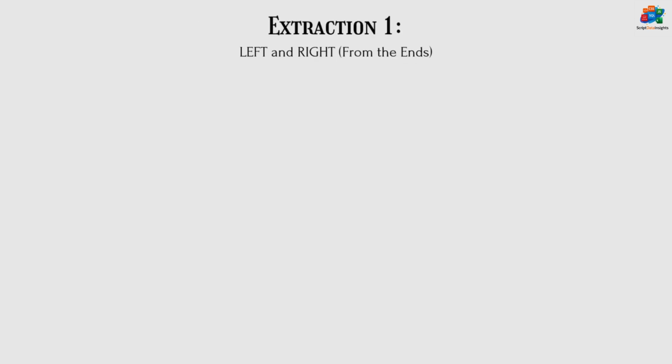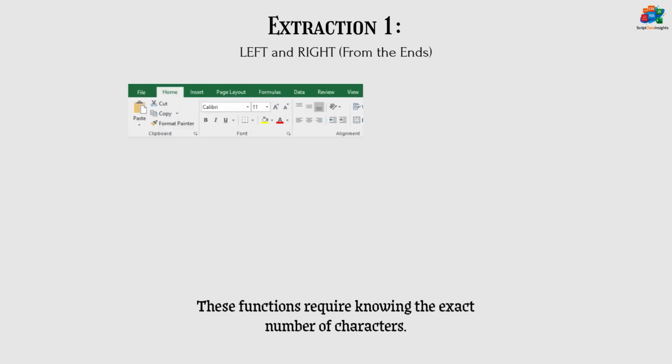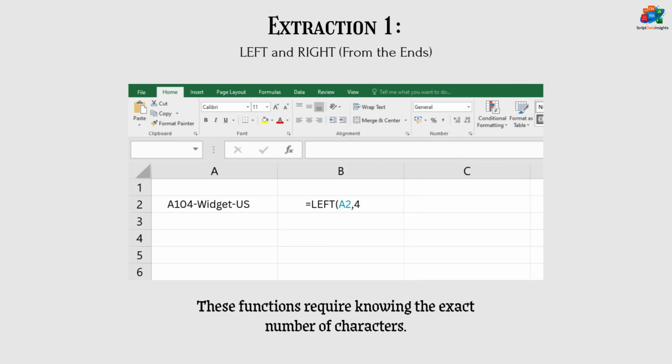We begin with extraction 1, LEFT and RIGHT. These functions require knowing the exact number of characters you want to extract from either end. The formula =LEFT(A2,4) extracts the first 4 characters from cell A2, giving us the code A104. Similarly, =RIGHT(A2,2) extracts the last 2 characters, giving us US. This works perfectly for fixed-length codes.